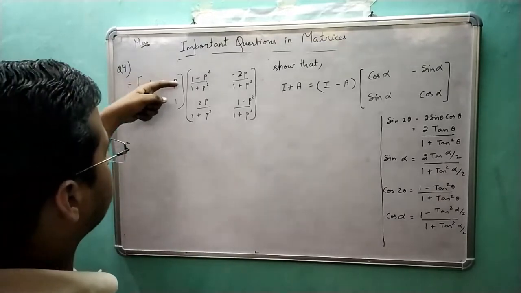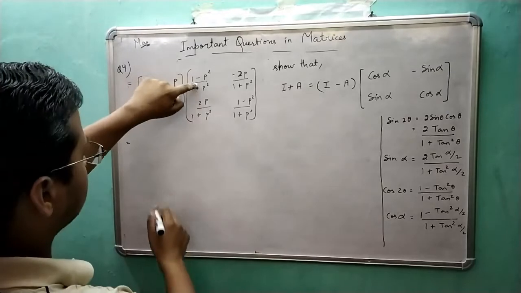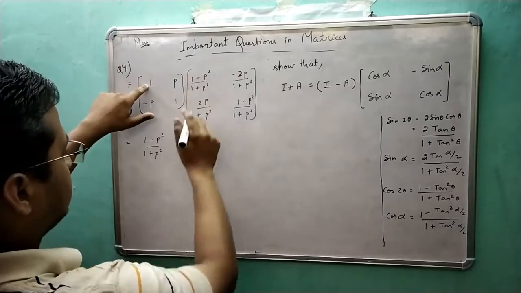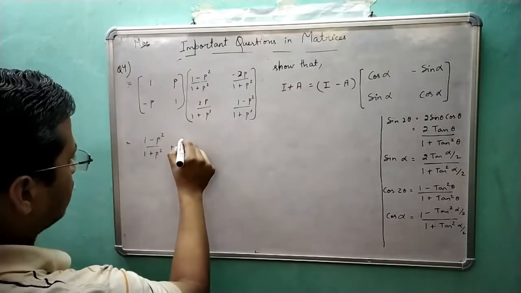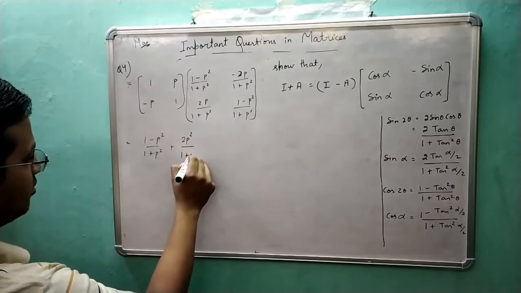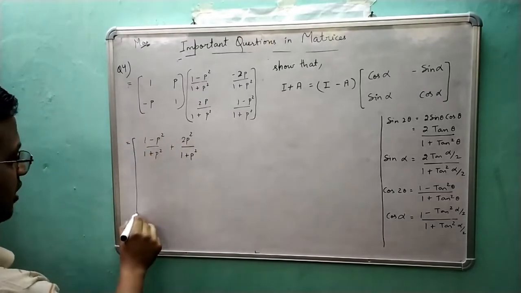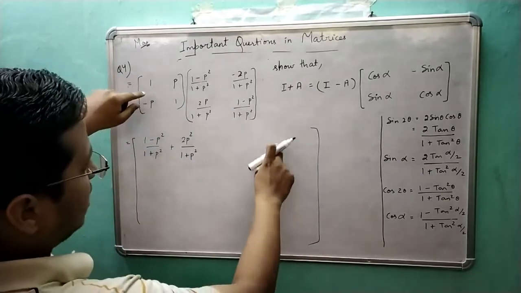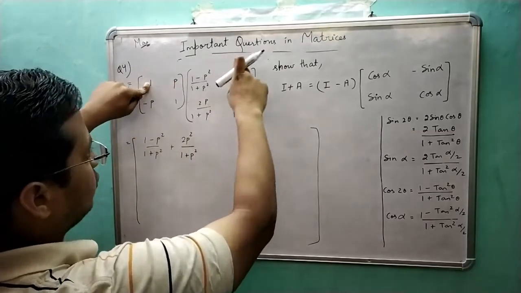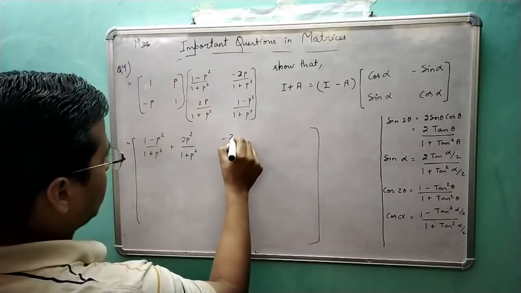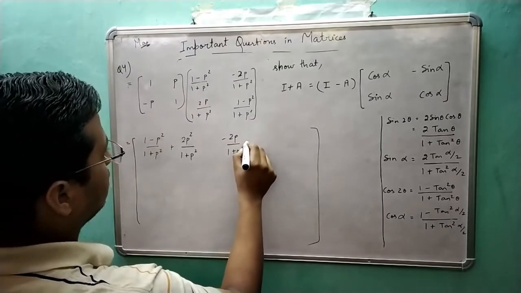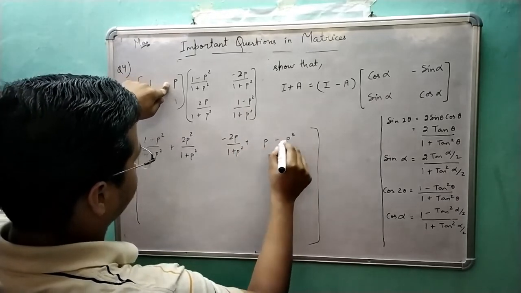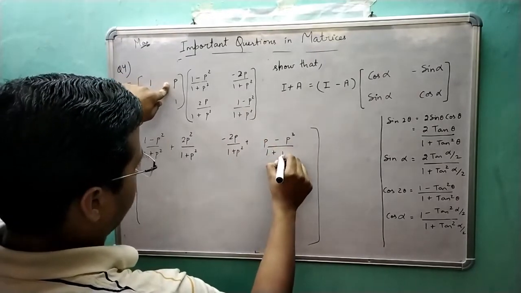Now we have to multiply first row with first column. So 1 into this is (1 minus P square) by (1 plus P square), 1 into this plus P into this, so 2P square by (1 plus P square). This is the first element. So our answer will be something like this, and this is the first element. For the second element, we have to multiply first row with second column. So 1 into this, minus 2P by (1 plus P square), plus P into this. So P minus P cube by 1 plus P square.